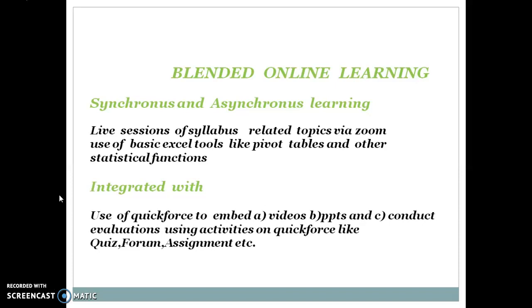This is integrated or blended with the use of QuickForce to embed videos, PPTs, and also conduct evaluations. I'm sure by now you would be having access to QuickForce, so you would be well aware of the various options there and the various activities which you can access. If it is evaluations, it could be in the form of a quiz, forum, assignment, etc. And all the details, the timelines and the description would be indicated there.